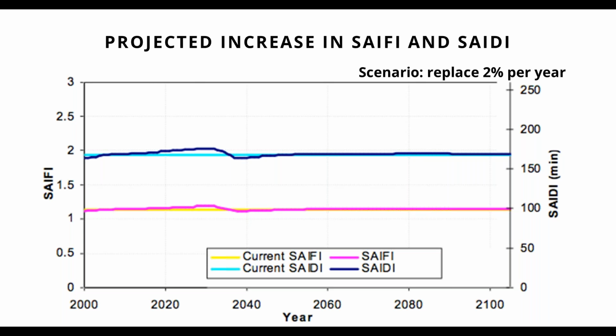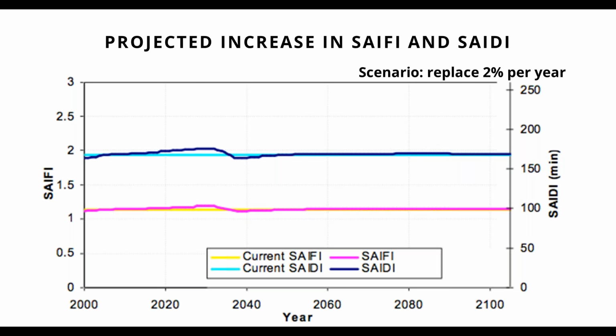In this case, I'm just presenting one of the scenarios that we presented to the Commission, which is we're going to replace 2% of our cable per year for 20 years. So after 20 years, we will have replaced 40% of our cable. And we're going to start with the cable that we know is the worst.